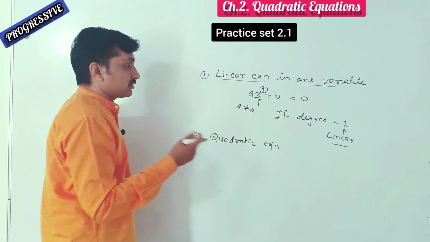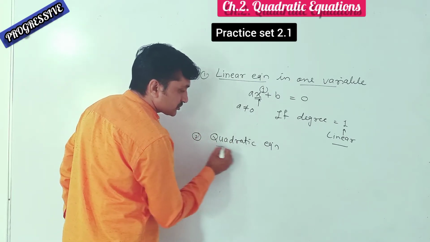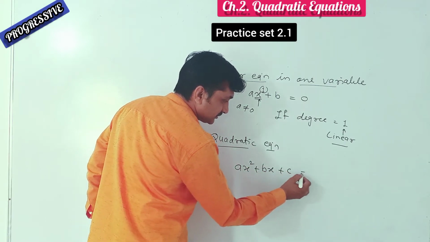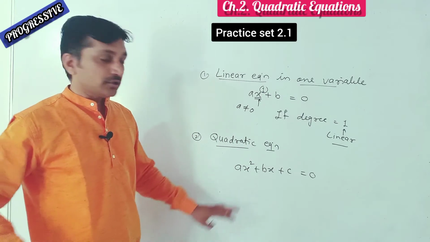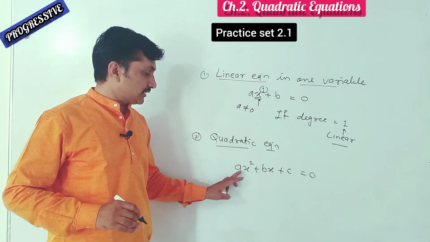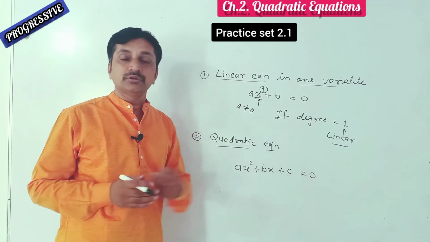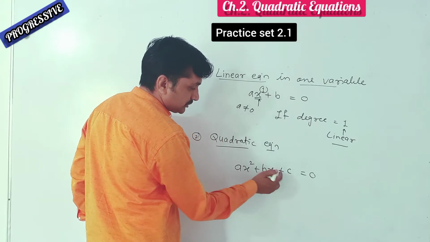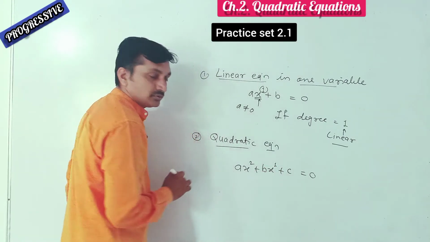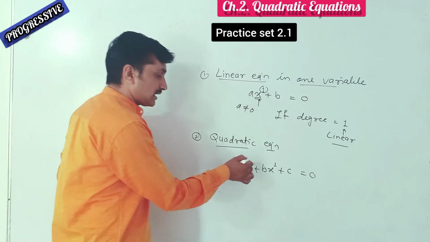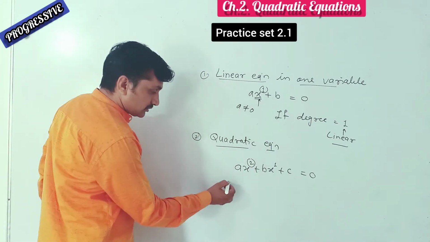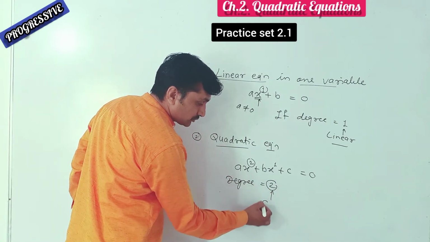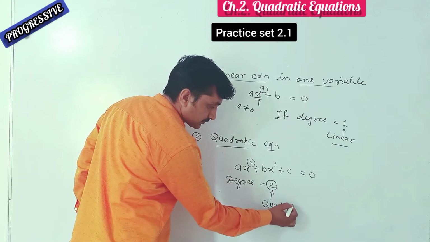Now in quadratic, what change will be there? Standard form of quadratic equation is ax square plus bx plus c is equal to 0. You remember this, ax square plus bx plus c is equal to 0. Now see the indices. Here the index of this constant is 0. Here index 1. Here index 2. What is the highest index? 2. The highest index is called degree. Here the degree is 2, and that's why it is called quadratic equation.